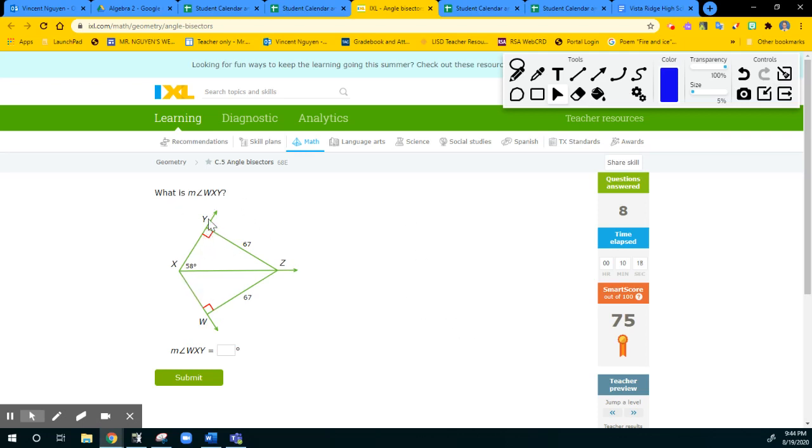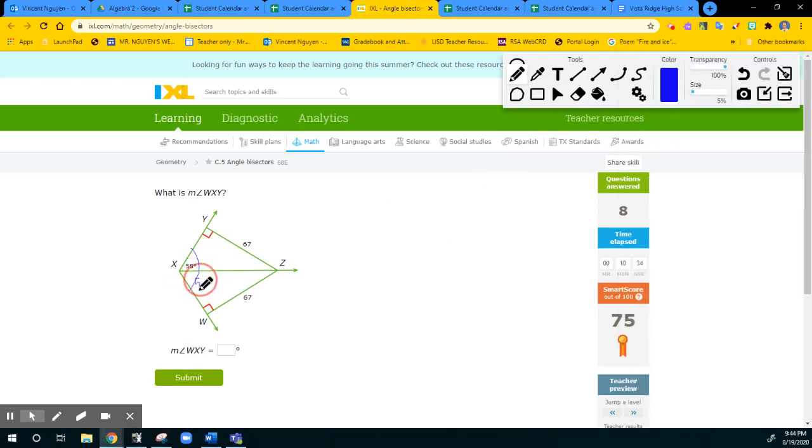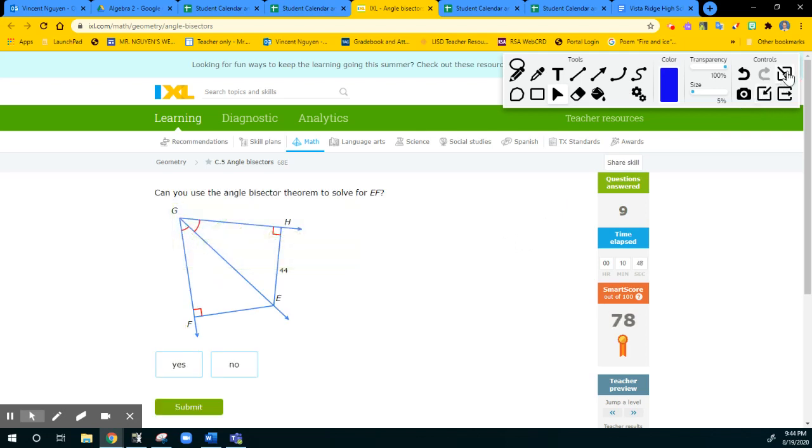Okay, this is a repeat. This is 58 degrees. It's asking for angle WXY, so it's asking for the whole entire angle WXY. It's asking for this whole thing right here. So all you have to do is take 58 and multiply by 2, because this one is also 58, right? So 58 times 2, that's 116. So I'm going to put in 116 here. Submit. Awesome.